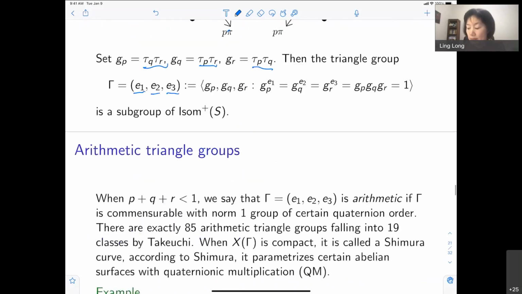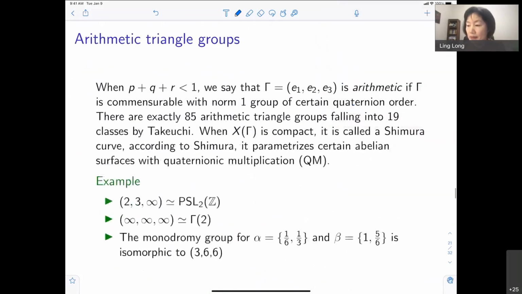And in particular, we're interested in the case when the universal cover is the upper half plane. Right? So we said that such a group is arithmetic. This is going to be a notion generalizing the notion of finite index subgroups of SL2(Z).